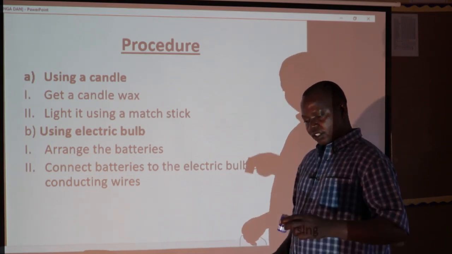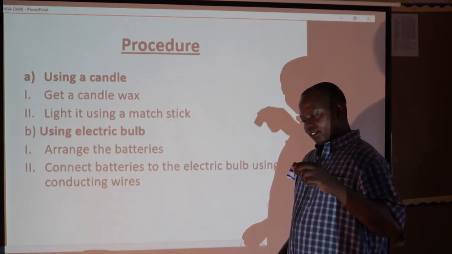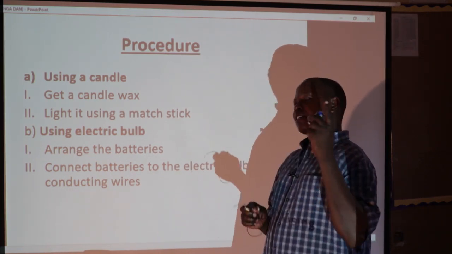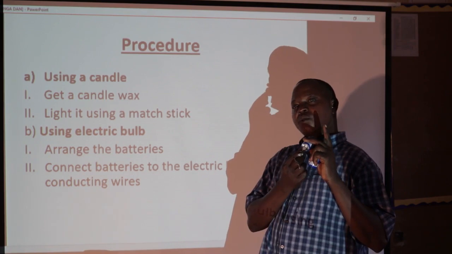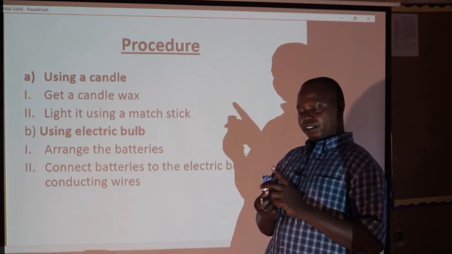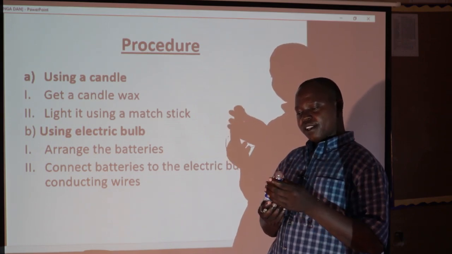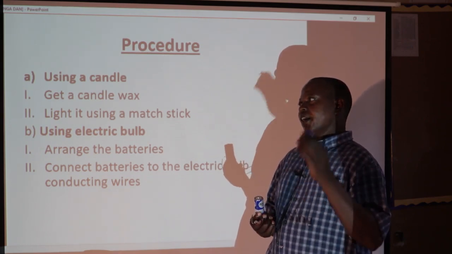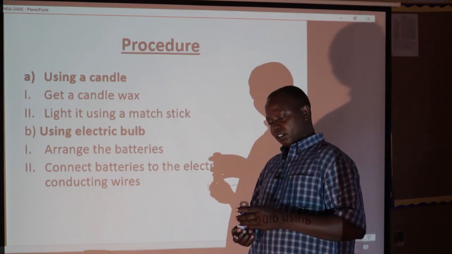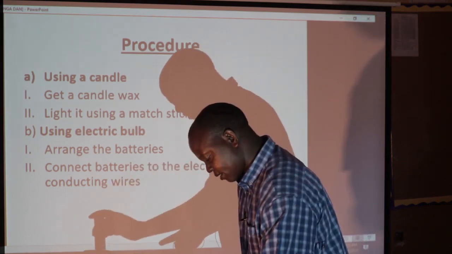This is how you do it. Get your batteries, arrange them, ensure that batteries have two ends. We have what we call a negative terminal and a positive terminal. Every battery or every dry cell has two ends. So you ensure that a negative terminal must be joined to a positive terminal. So this is what a child does.